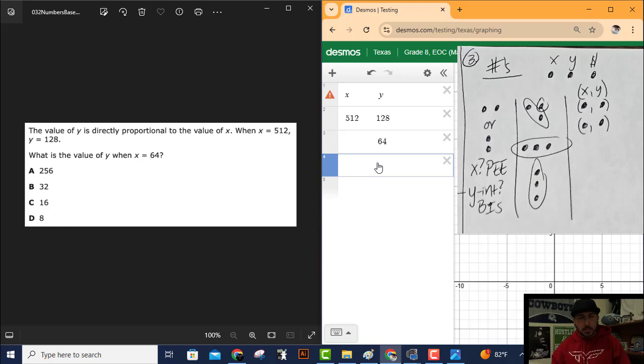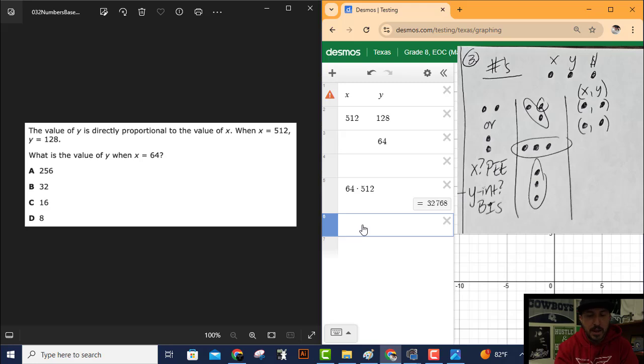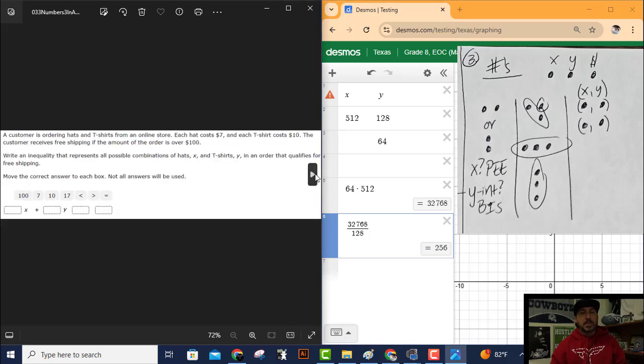Hey, guess what? I have baseball again. So I'm going to take the bottom number, times it by the other guy's top number. So I'm multiplying these corners. 64 times 512 gives me 32768, divided by the number I have not used, which is the 128, and I get a 256. And my answer is going to be A. Easy. I love this. Baseball is so simple, so easy.